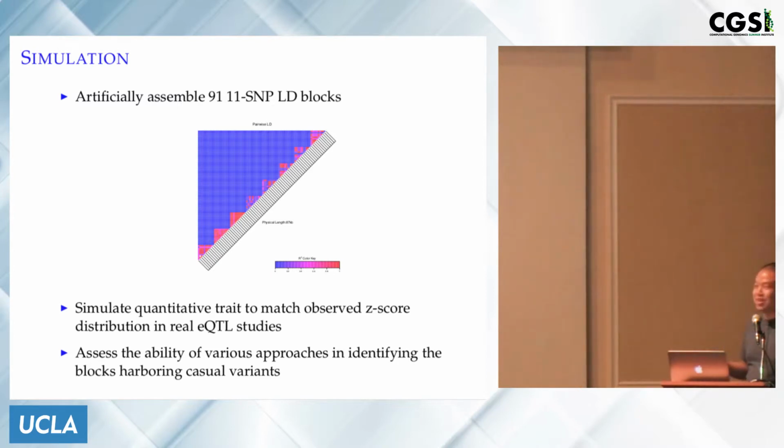We simulated the quantitative traits trying to match the z-scores you observe in real eQTL studies. We're trying to assess the ability of different approaches, especially multi-SNP analysis approaches, to identify the signal. We only put one causal SNP in each LD block. Naturally this is an artificially constructed example, so if you identify the signal, the whole signal cluster would naturally be these 11 SNPs.